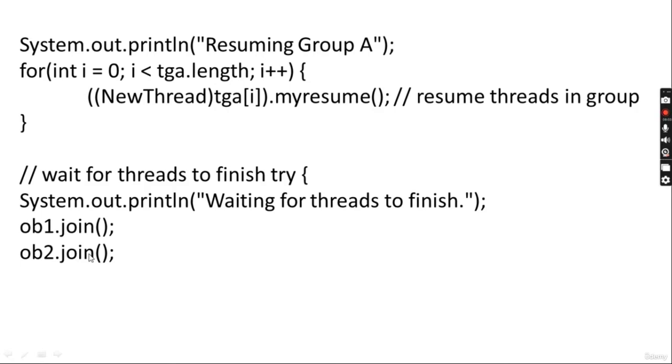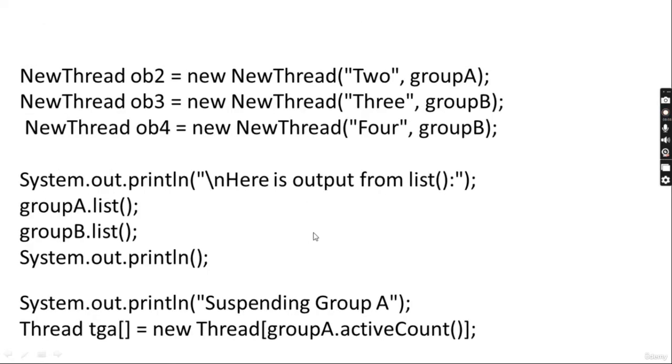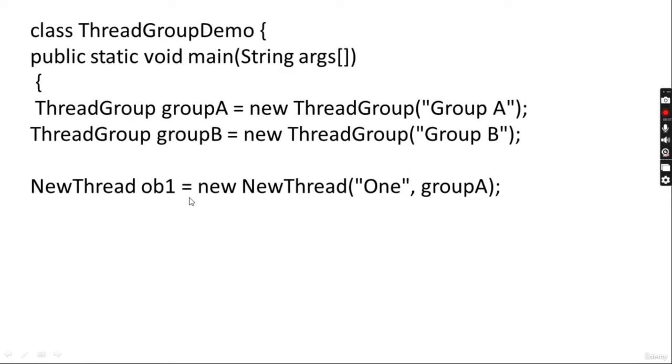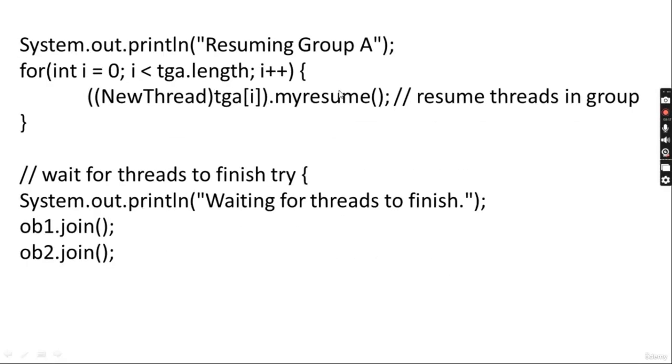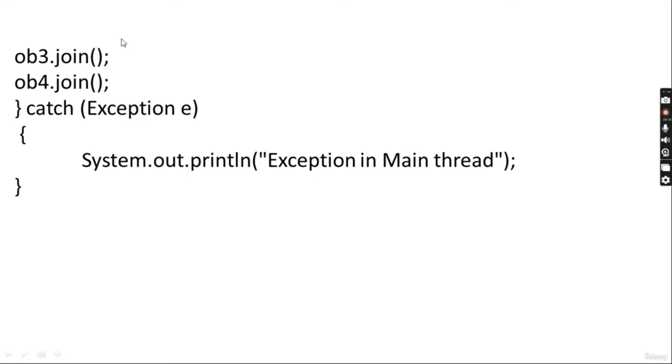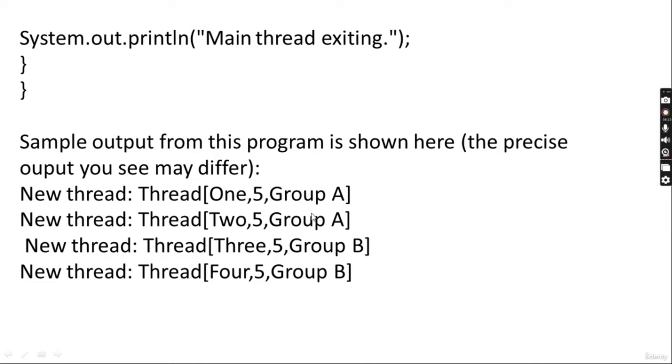ob1.join, ob2.join. So what is ob1 over here? ob1 is a thread object of thread 1. This is the object of thread 2. Okay. Then object 3 dot join, object of thread 3, object of thread 4, and exception in main thread. Okay. So all the things are same.